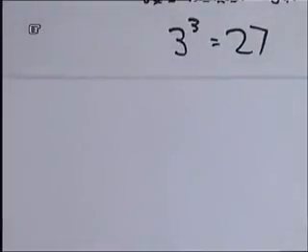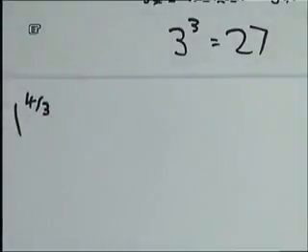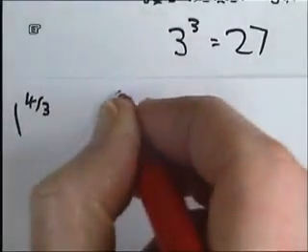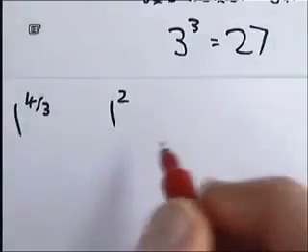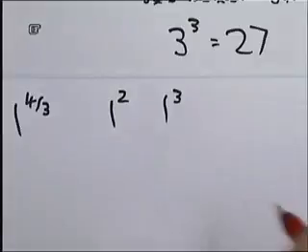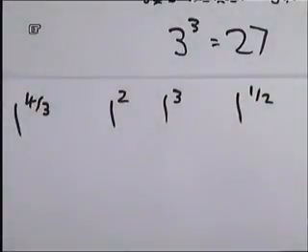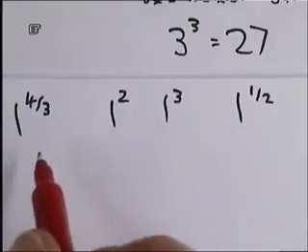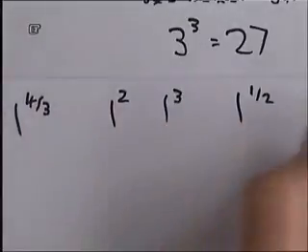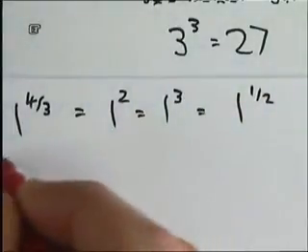Let's have a look at 2 more examples at the moment. 1 to the power of 4/3. 1 to the power of anything is always 1. 1 to the power of 2 means 1 times 1, which is 1. 1 to the power of 3 means 1 times 1 times 1, it's still 1. 1 to the power of anything is always 1. Just worth remembering. So it's like a trick question, really. They are all equal to each other.